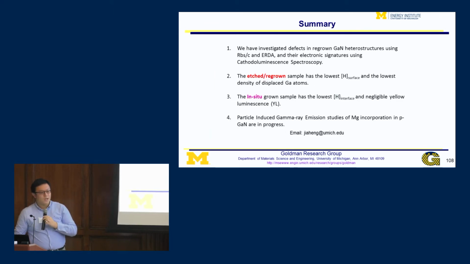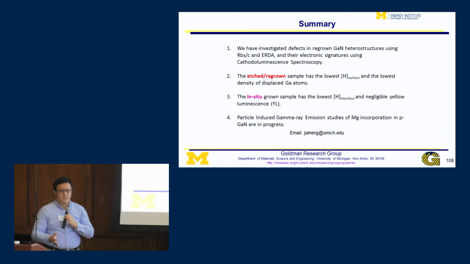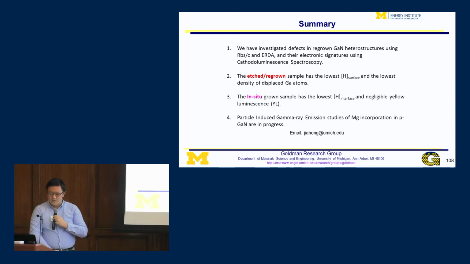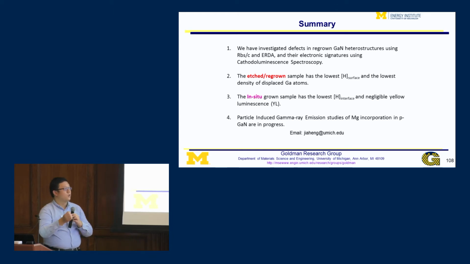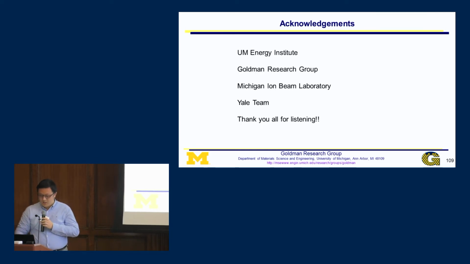So in summary, from a different way of analysis, we actually identified that the in-situ sample definitely has the best performance, and it also has the lowest hydrogen concentration at the interface. So that makes it the most suitable to make those crystals. We want to study more with particle induced gamma ray emission, directly studying the magnesium, which is the dopant of the p-type layer. That will give us more of the story of the defects and the situation.